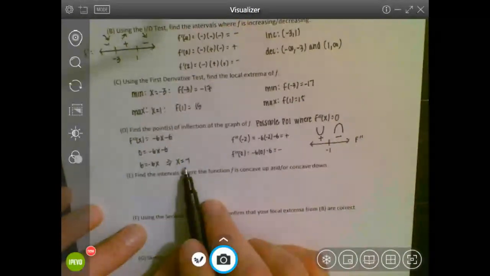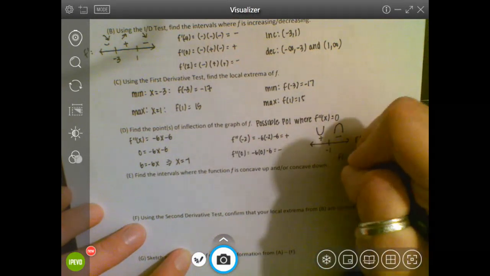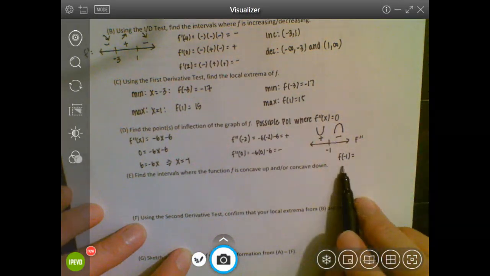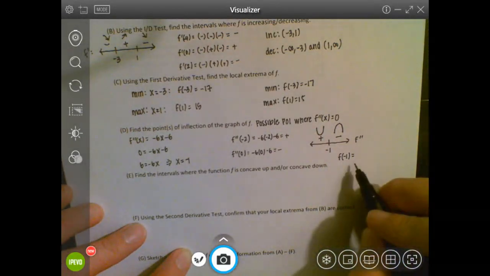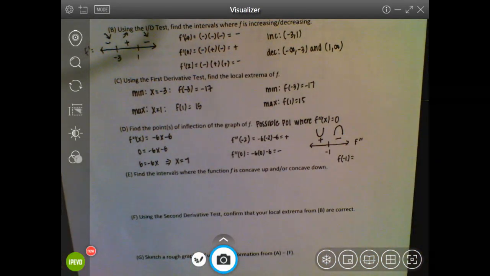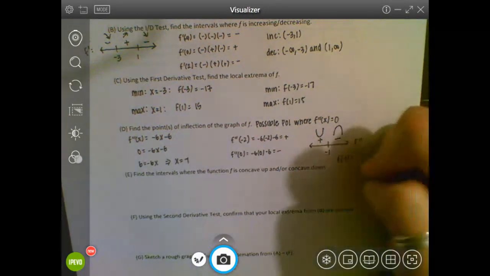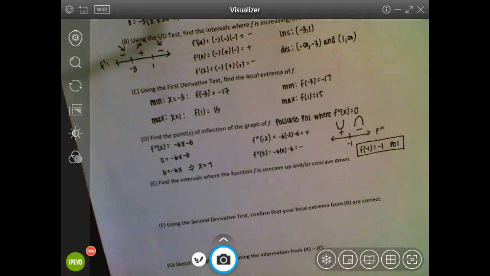To figure out what the point is, I know what the x value is. I'm going to put that x value of -1 back into my original function. Similar to what we did for the max and the min, you always want to go back to your original f. So if I plug that in, I'm going to use my calculator to help me here because I actually don't have that worked out. Minus 3x squared plus 9x plus 10. That would actually give me -1. So my point of inflection is happening at f of -1 is equal to -1.